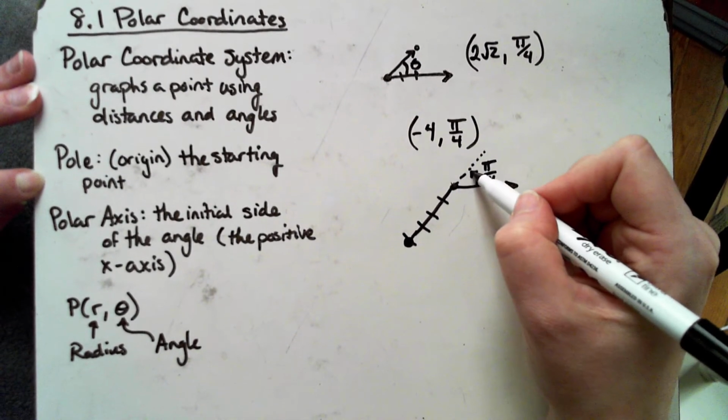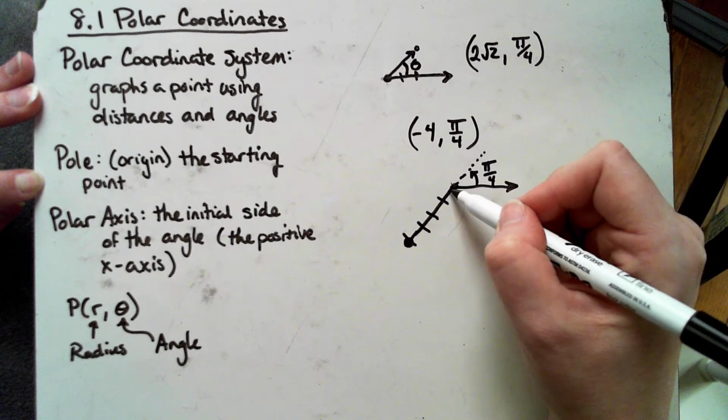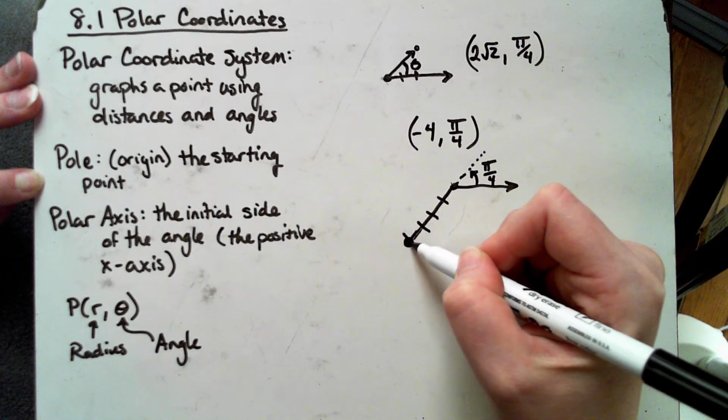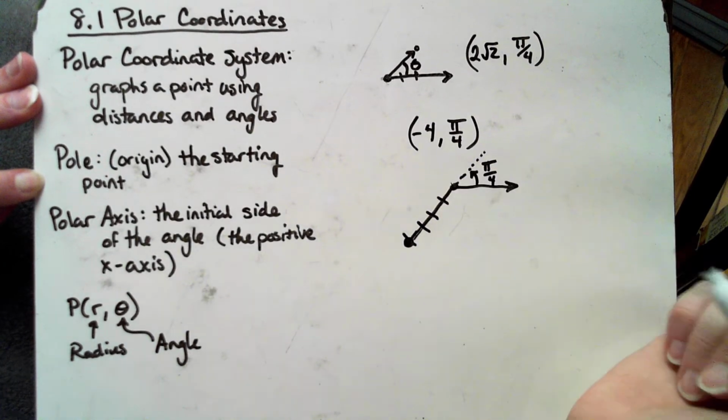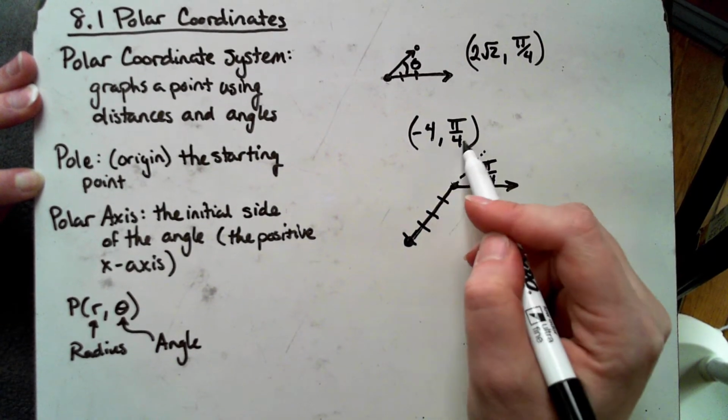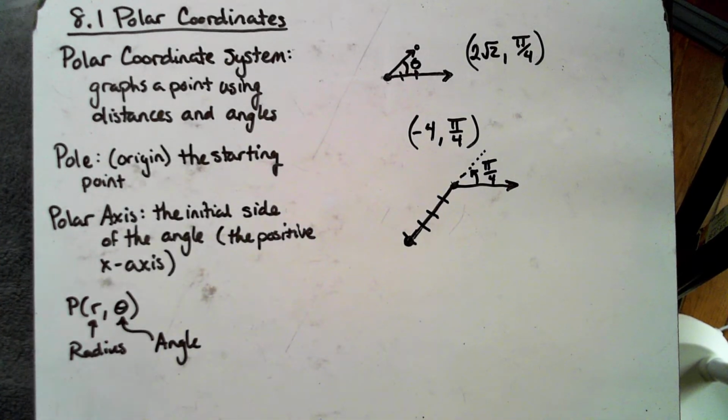So I would show that this opens to pi over 4, and I'd put a dotted line there, but my line actually goes in the other direction because it was a negative value for my r. So this is the point (-4, pi over 4). Okay. So that's all the graphing we have.